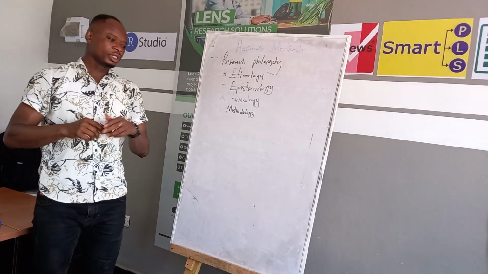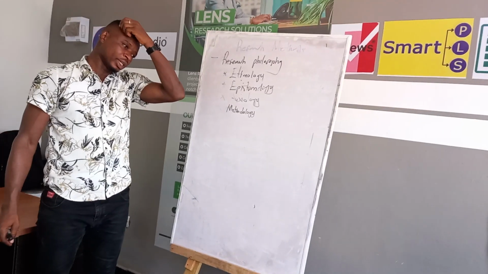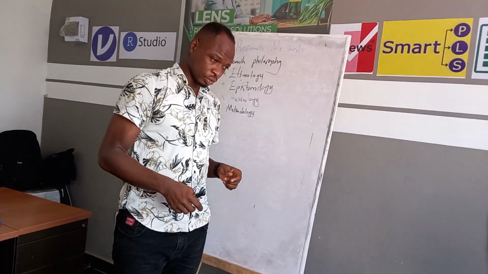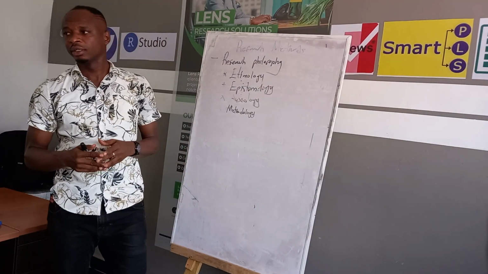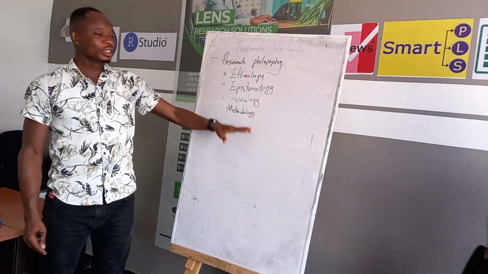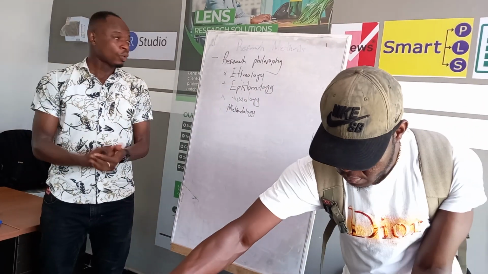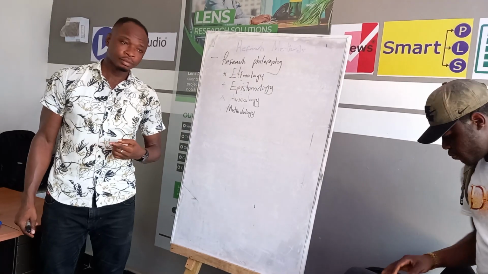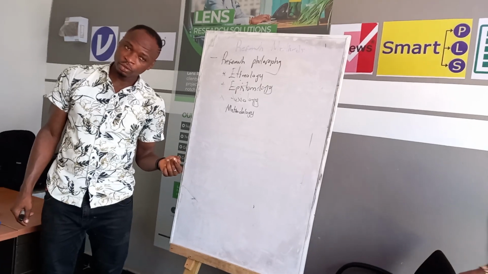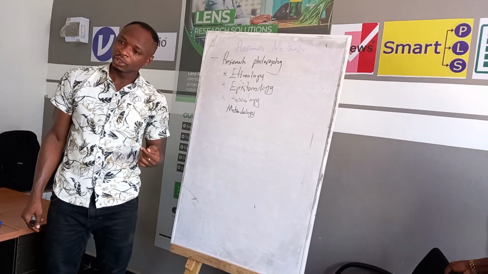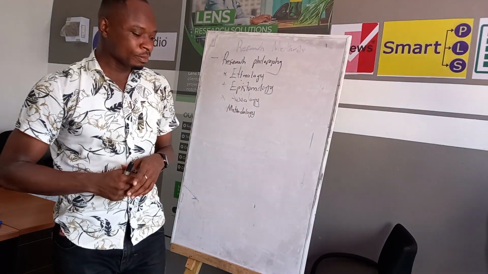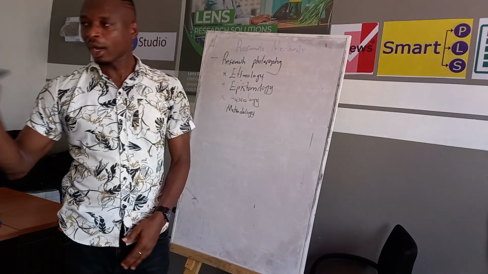So if your research is anchored on any philosophy, we expect that if you pick that particular philosophy, these things you have to talk about. What is the ontology of that philosophy? What is the epistemology of the philosophy? What is the axiology of the philosophy? And what is the methodology of that particular philosophy? You understand?